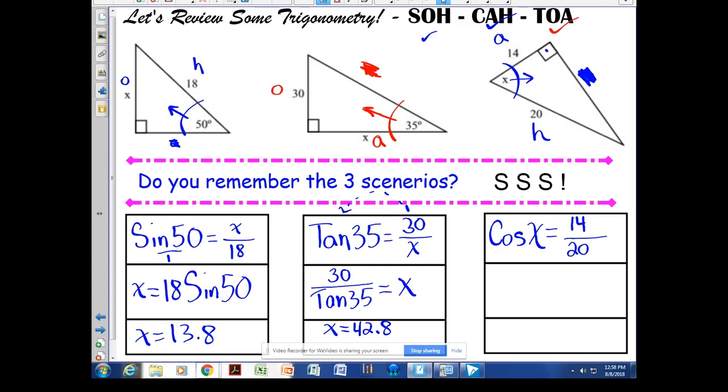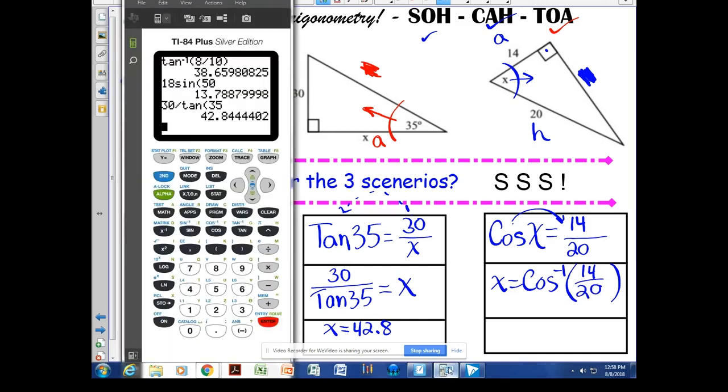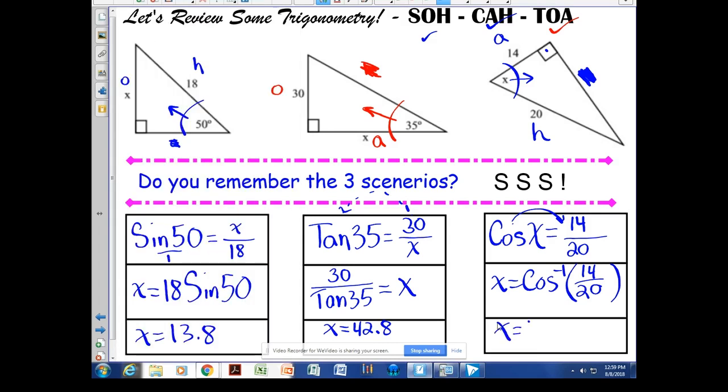Now in this case, I'm looking for an angle, so I'm going to use that inverse trick. I'm going to keep my x over here and throw the cosine to the other side, but I'm going to use the inverse function to the power of -1, open up my parentheses, and drop down the fraction. And now finally, we're going to go to the calculator. I'm going to hit the second button first, and then the cosine. There's my cosine to the power of -1. I'm going to put 14 divided by 20, enter, and that gives us 45.6 degrees. X is equal to 45.6 degrees.